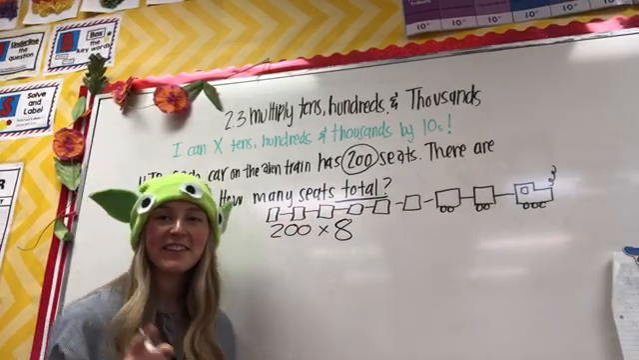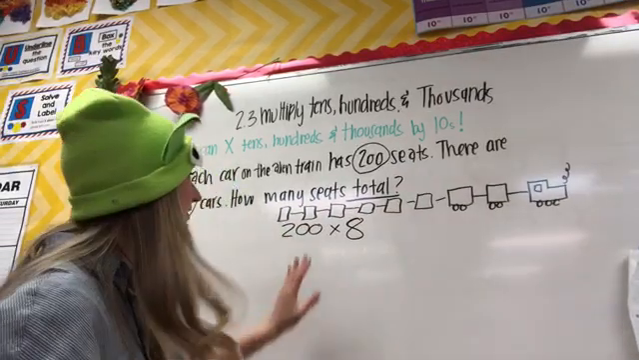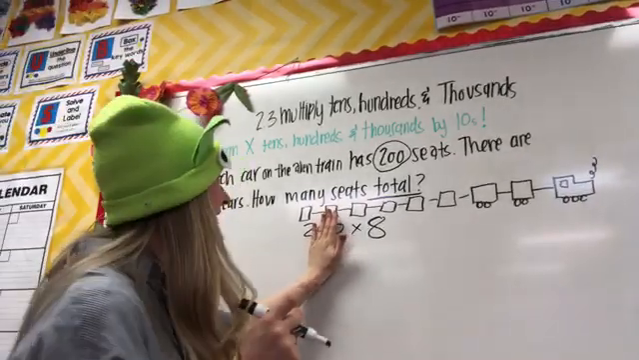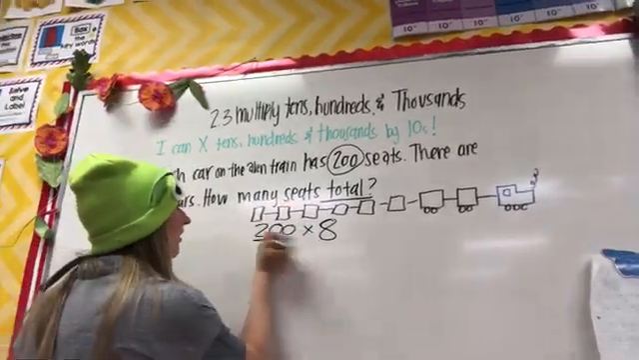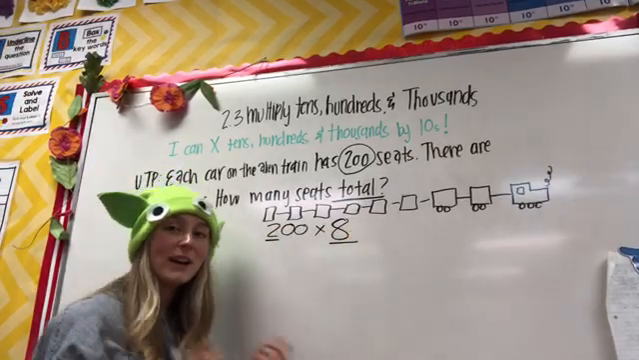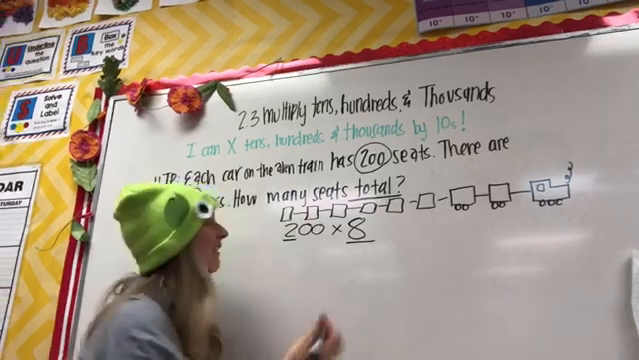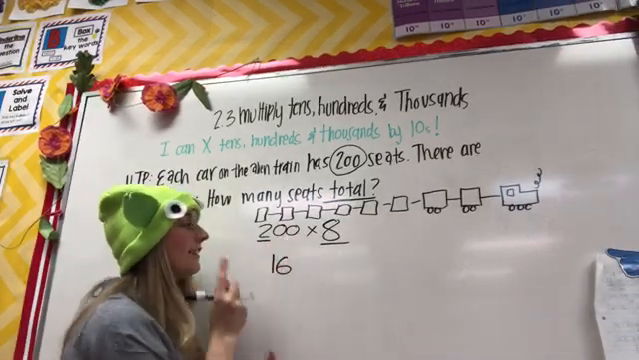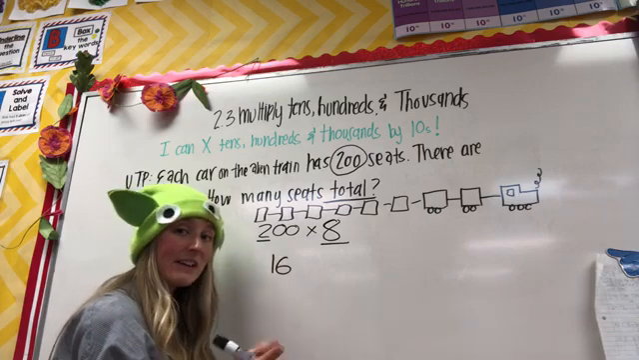Okay, here is the best thing. Whenever you see numbers with lots of zeros, step 1, cover up the zeros and just multiply the other numbers. So we're going to take 2 times 8. What is 2 times 8? If we know our facts, it's 16. And then step 2. Add the zeros back on.